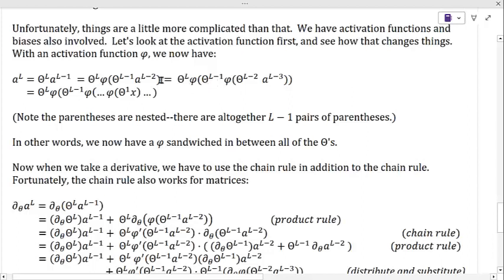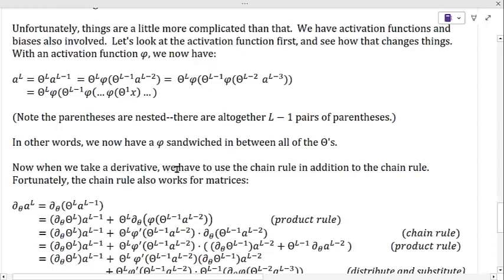So the next stage would be AL minus 2 is phi, this activation function, operated on theta L minus 2, AL minus 3. So you've got this telescoping series that includes all of these thetas, all of these phis, all these activation functions. So in fact you have L minus 1 pairs of parentheses that are nested. So you have theta of something times theta of something times theta, etc., etc. And that's a little more complicated than before. But it works out not too much more complicated.